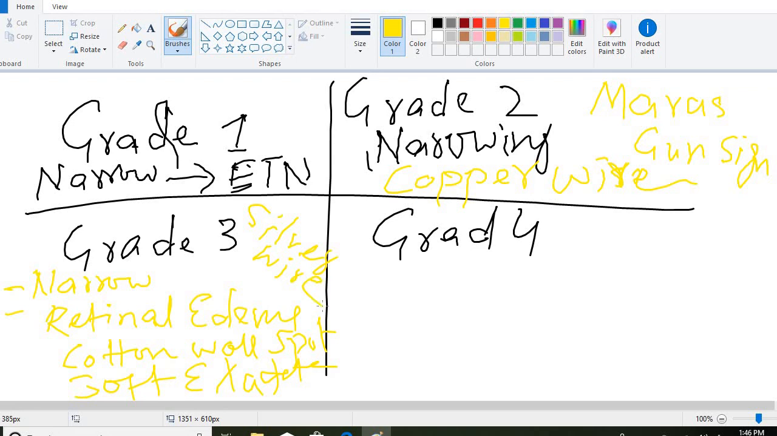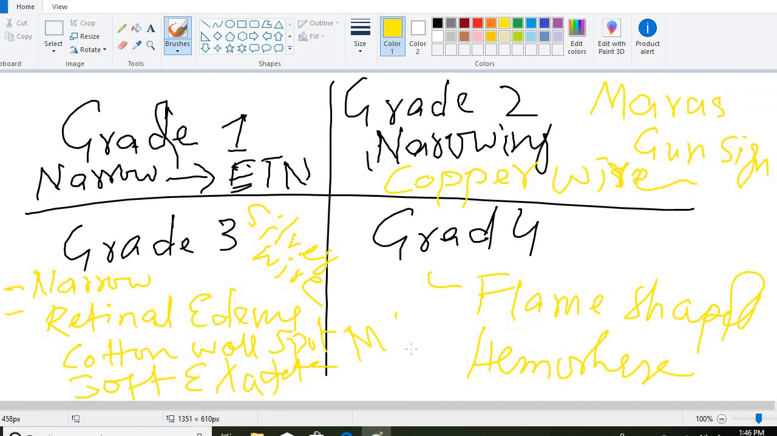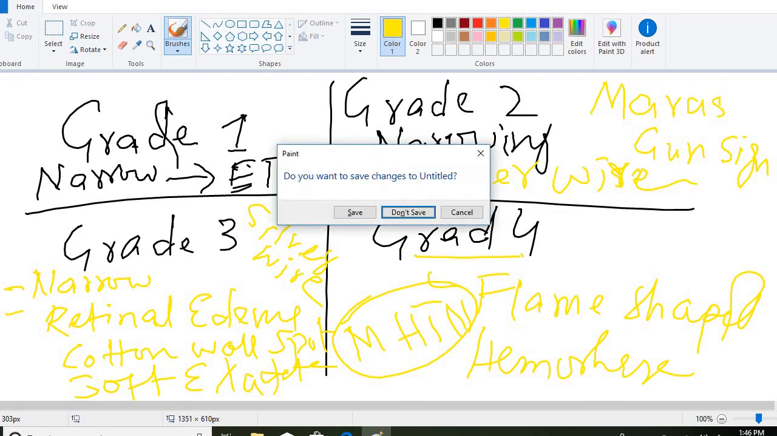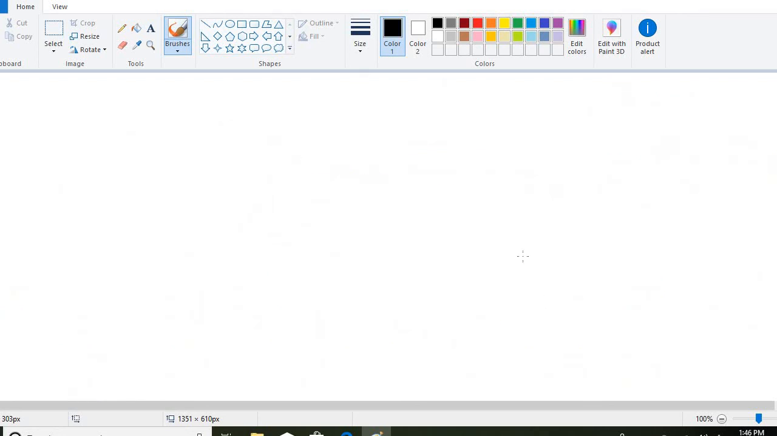In grade 4, there is flame-shaped hemorrhage, and hypertension may progress to malignant hypertension. Flame-shaped hemorrhage, and then malignant hypertension may develop in grade 4. So these are the 4 grades of hypertensive retinopathy. In the first grade, narrowing. In the second grade, Marcus Gunn sign and copper wire reflex. In grade 3, silver wire reflex. In grade 4, flame-shaped hemorrhage.